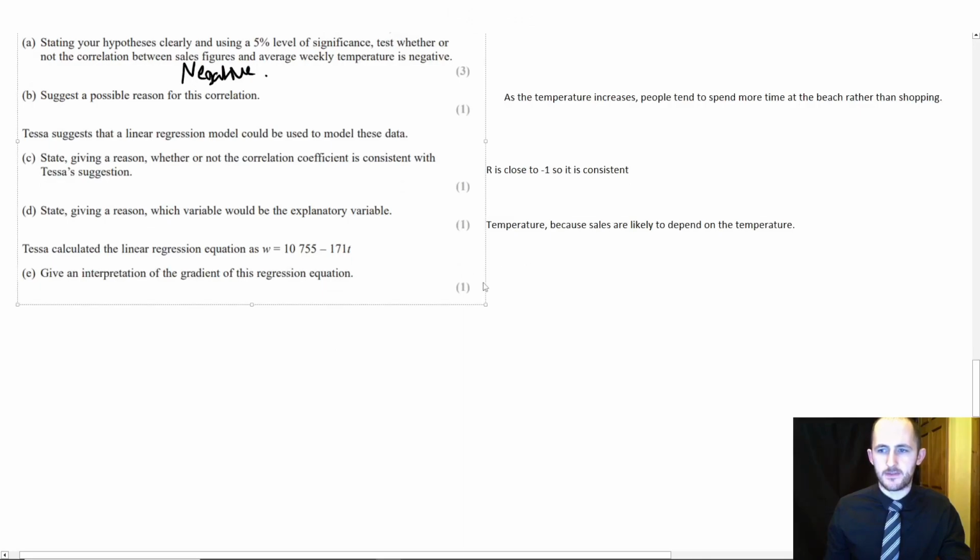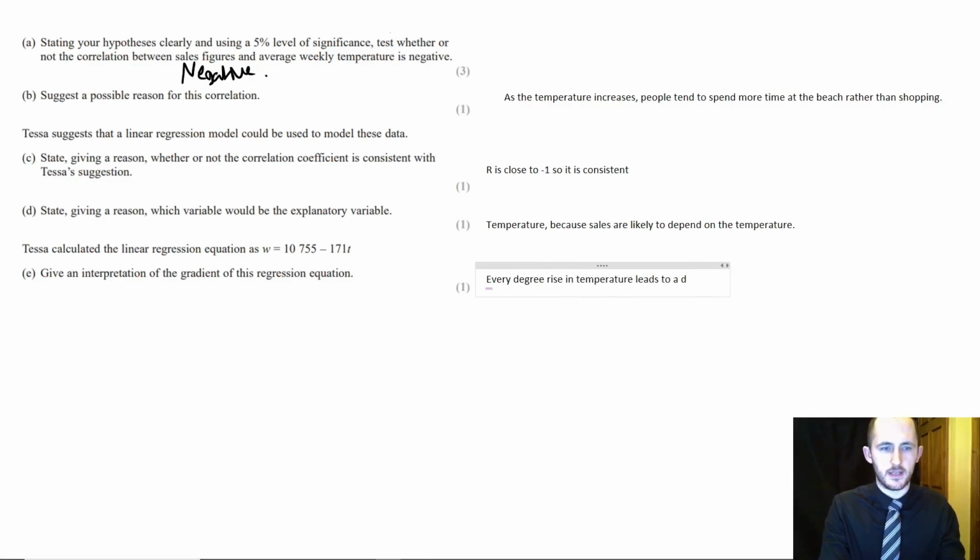And lastly, we have, again, give an interpretation of the gradient of this regression equation. Well, every degree rise in temperature leads to a drop in weekly sales of £171. Again, if you look at the equation here, we have the variable of temperature. It's 171 times, it's negative 171. So it's decreasing by 171 for every increase of T of 1.